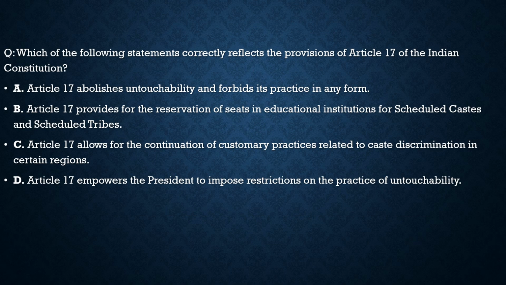Here, the first question is a very direct question. It says, which of the following statements correctly reflects the provisions of Article 17 of the Indian Constitution? Statement A, Article 17 abolishes untouchability and forbids its practice in any form. 100% correct. Statement 1 is 100% correct. Nothing wrong with it. In fact, Article 17 abolishes untouchability and forbids its practice in any form.